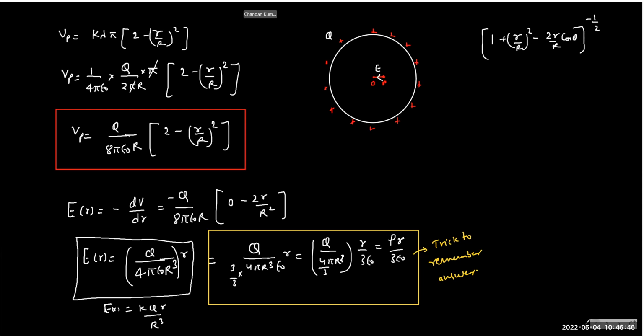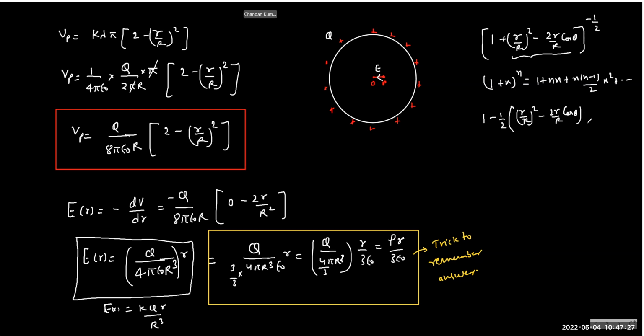If I take in the numerator, this is the term. So (1 plus x) power n will be 1 plus nx plus n into (n minus 1) by 2 into x square, and then so on. So if I use this expression, and if I choose this entire thing as x, then it is 1 minus, the power is negative, 1 by 2 (r by R) whole square minus 2 r by R cos theta.